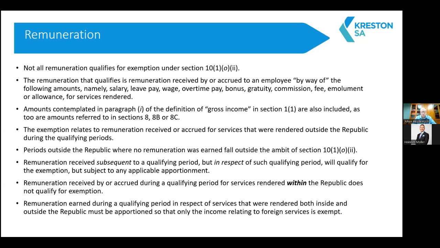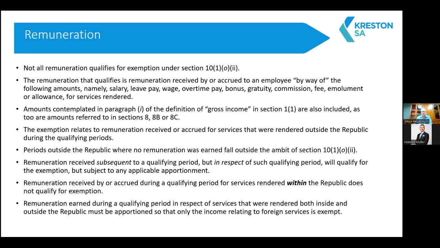Remuneration received subsequent to the qualifying period, but in respect of such qualifying period, will qualify for the exemption, but subject to the applicable proportion. That is critically important. So again, you receive accumulated leave pay. You've accumulated leave pay over the past 5 years. Part of that period in that leave pay, you were abroad and you qualified for the 10(1)(o) exemption. So you can claim the 10(1)(o) now in respect of that period. And it could actually be 1.25 times 1.25. And even better, before 1 March 2020, there's no limitation of the 1.25 million rand.